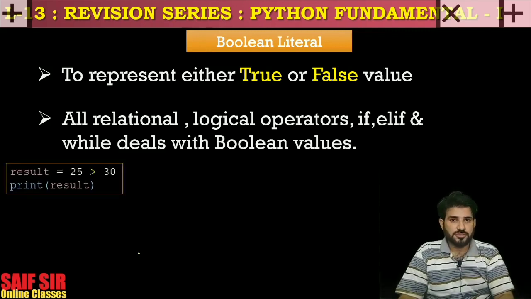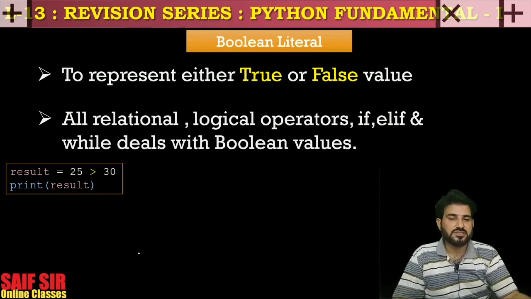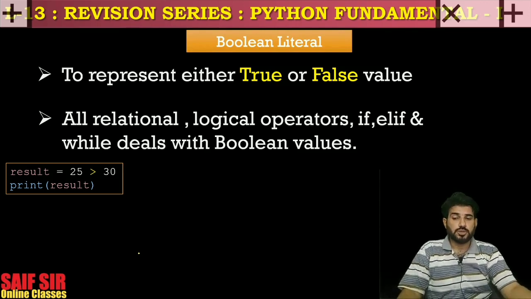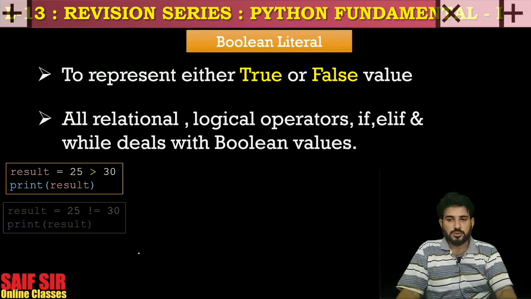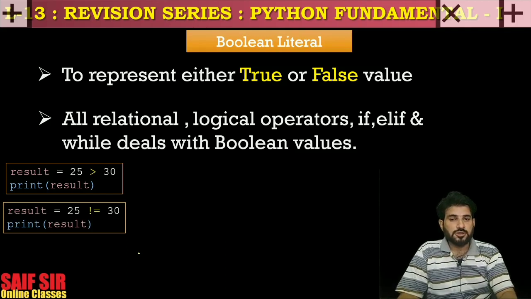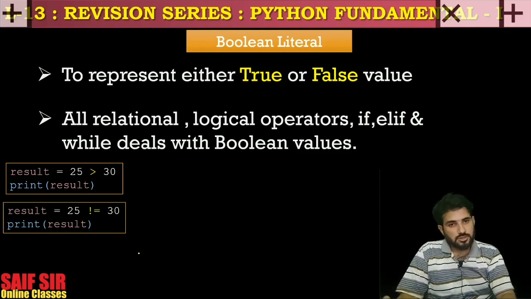Look at this very first example. This relational operator, the greater than sign, is evaluating whether 25 is greater than 30, and its end result is false. Depending on the values it might be true also. If I write 125 greater than 30, then it will return true. So the result will come accordingly. Now the second example, 25 is not equal to 30, that is true. So it is also dealing with Boolean values.